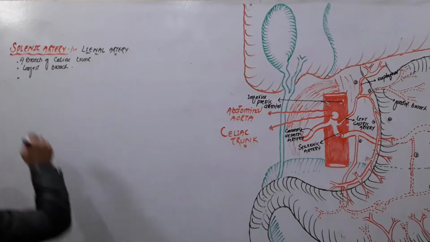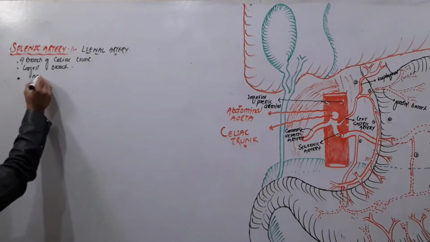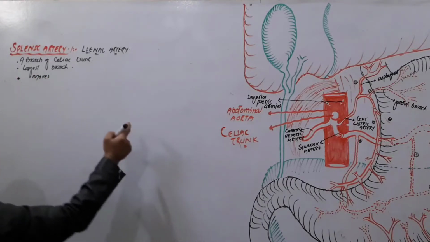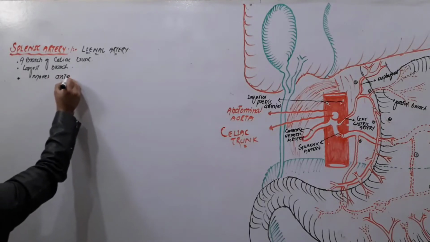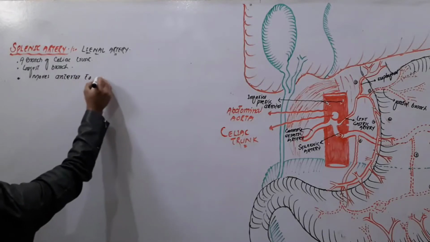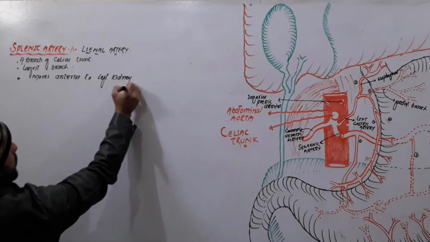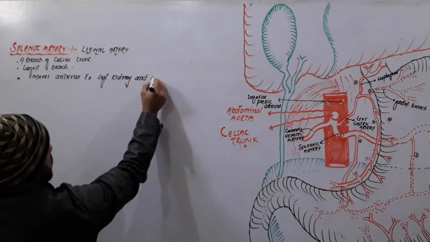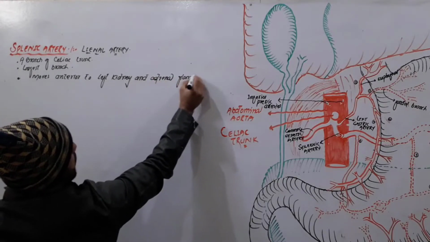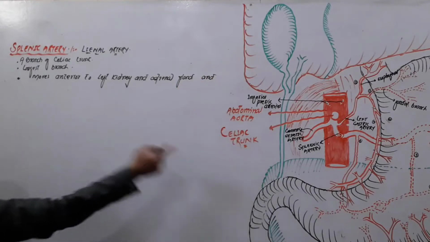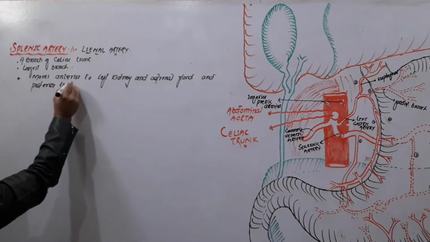The next important point about it is that it moves anterior to, let's write here, the left kidney and adrenal gland, and posterior to the stomach. You can see there, posterior to stomach.